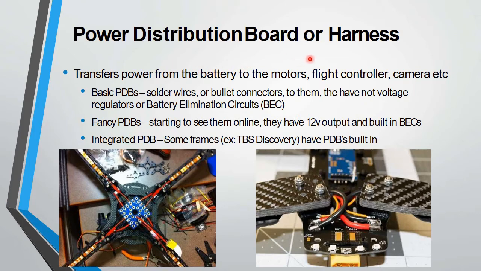A power distribution board, or harness, transfers power from the battery to the motors, flight controller, camera, etc. Basic PDBs, that is power distribution boards, have wires or bullet connectors soldered to them. They have no voltage regulators or battery elimination circuits, that is BEC. Fancy PDBs are starting to be seen online also, and they have 12-volt output and built-in BECs. And then integrated PDBs: some frames, for example the TBS Discovery, have PDBs built in.